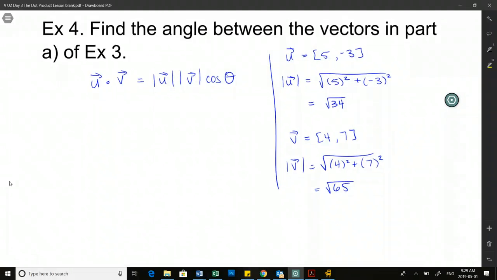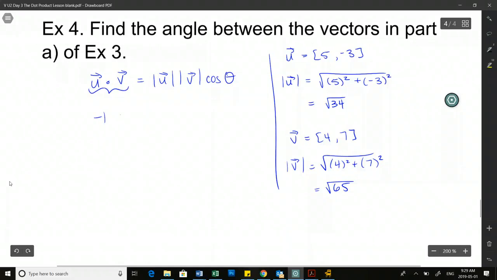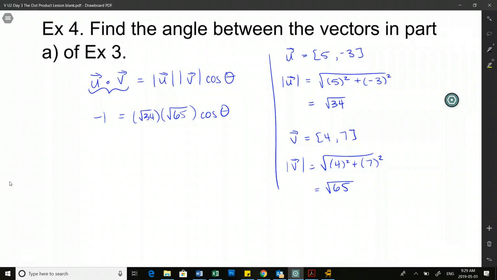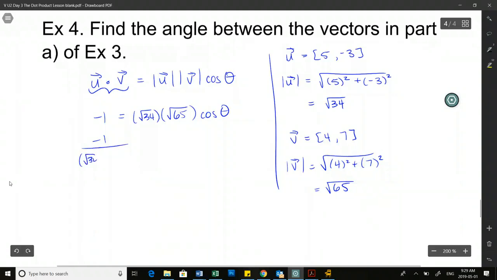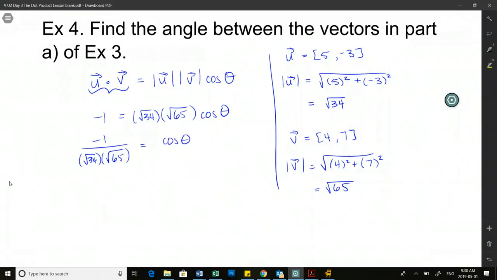Okay, so the parts that I have: I know vector u dot v from example 3 part A. What did I get for u dot v? We got -1. I also know that the magnitude of u is root 34, and the magnitude of v is root 65. So I should have basically everything that I need in order to solve for the angle between these two vectors. So I'm just going to divide out that root 34 and root 65. And then we will take the cos inverse of this expression to get theta by itself.